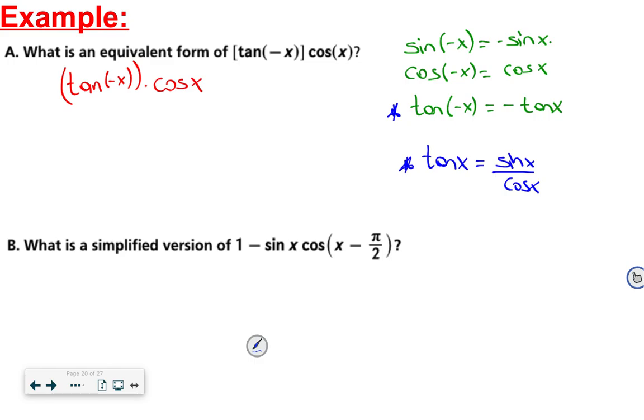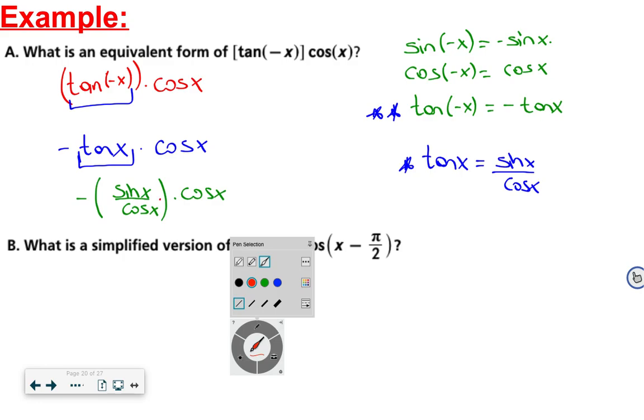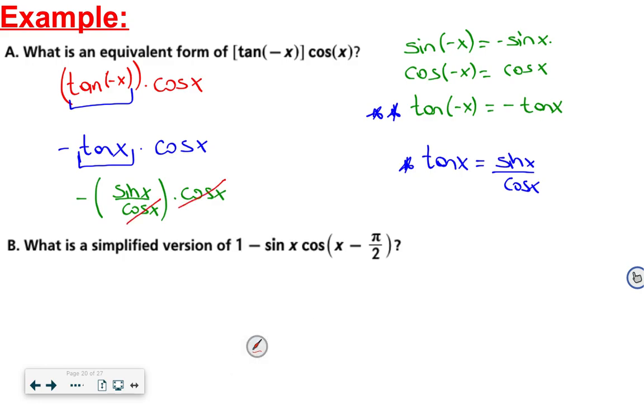Now, I know that tangent minus x can be written as minus tangent x because of this identity, times cosine x. Can I write this negative tangent x as a negative times sine x over cosine x? I can. Now, can I simplify this cosine x with this cosine x? Yes, you can. Now, negative sine x is the answer, or the equivalent form of this expression.